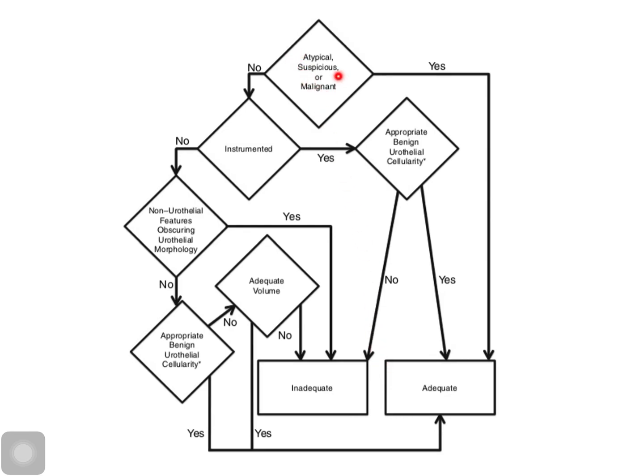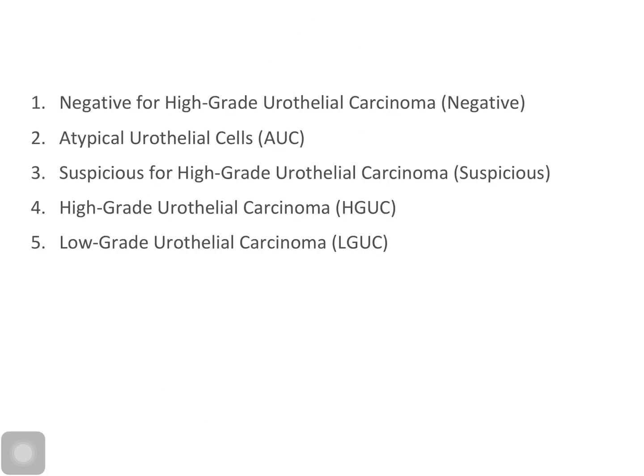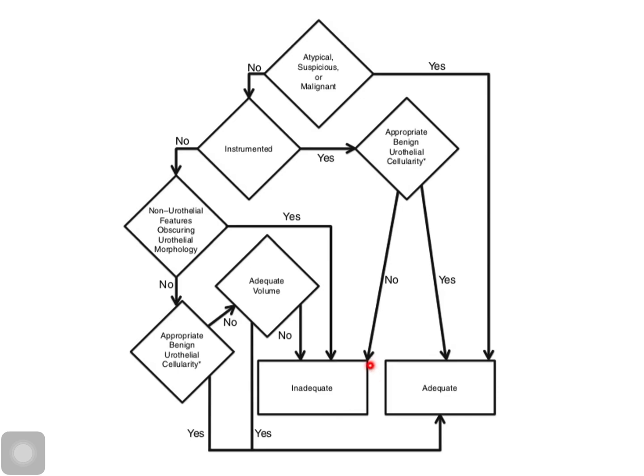If there are no atypical cells and it is not an instrumented specimen, we should look for non-urothelial features like vaginal epithelial cells, features that obscure urothelial morphology. If these features are not present, we should look for benign urothelial cellularity, and if those are present, then it goes into adequacy. If the benign urothelial cells are not present and there is adequate volume, then it is adequate specimen. If the adequate volume is not there, then it is inadequate specimen. And if the non-urothelial cells are present, then it goes towards inadequate specimen.